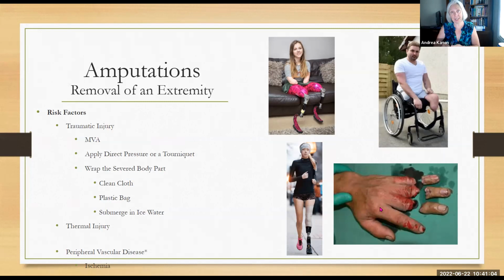Thermal injury is another reason people lose extremities. Frostbite would be one of those ways. And then, like I said, the other way is going to be peripheral vascular disease.